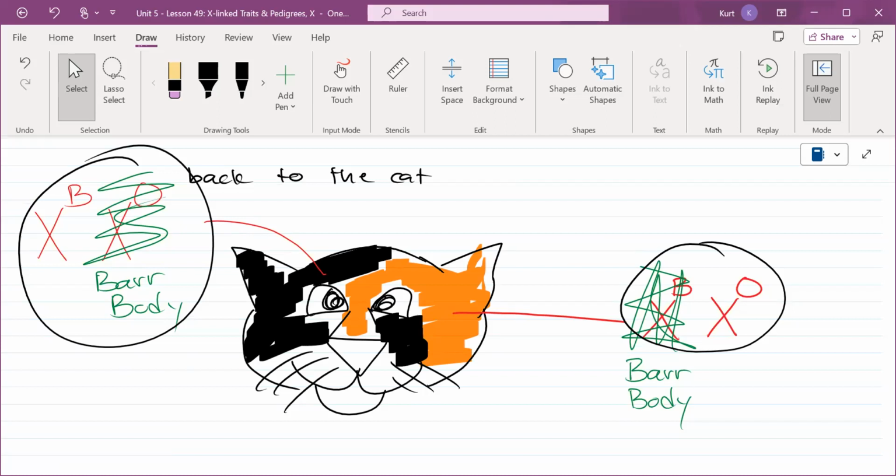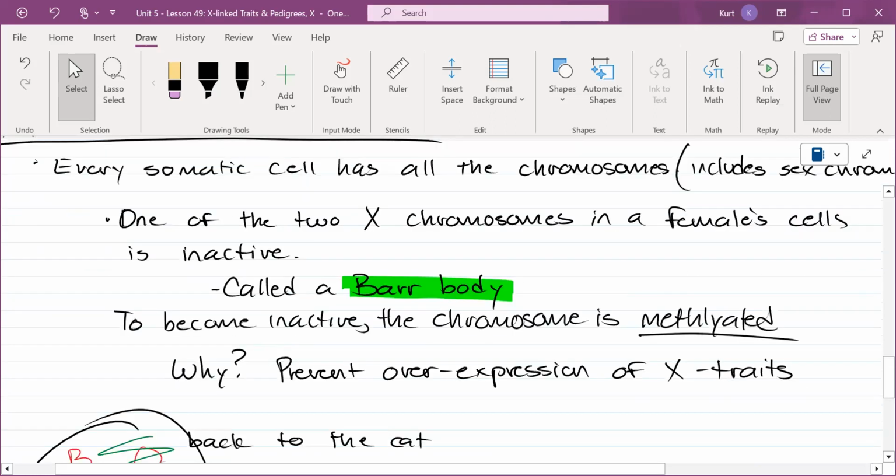Orange. And conversely, does that cat have 2 X chromosomes in every cell that's on the black part of its face? Yes. Which X chromosome is the bar body, ergo shut down, methylated? The orange one. So what is the only trait left? Black. This is known as methylation. And it can be undone, which is what we're going to get to today, but it prevents the overexpression of X-linked traits so males and females can have a level playing field, so to speak.